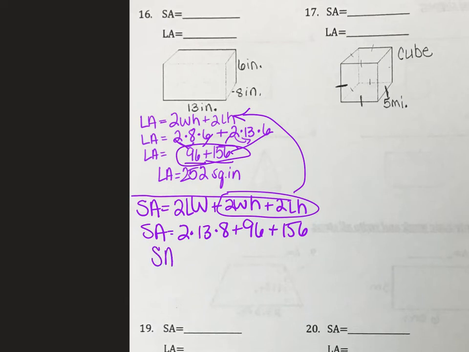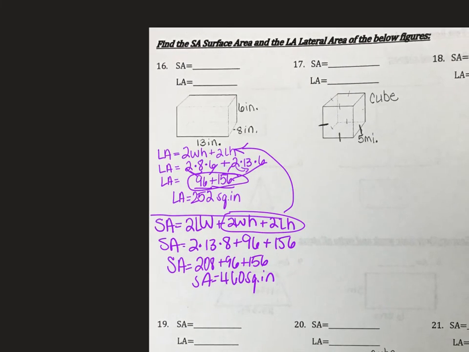So when you go on and you multiply, you get 208 plus 96 plus 156. And so therefore surface area equals 460 square inches. So surface area is 460 square inches. Lateral area is 252 square inches. Okay, check your work on that one. See how you did.